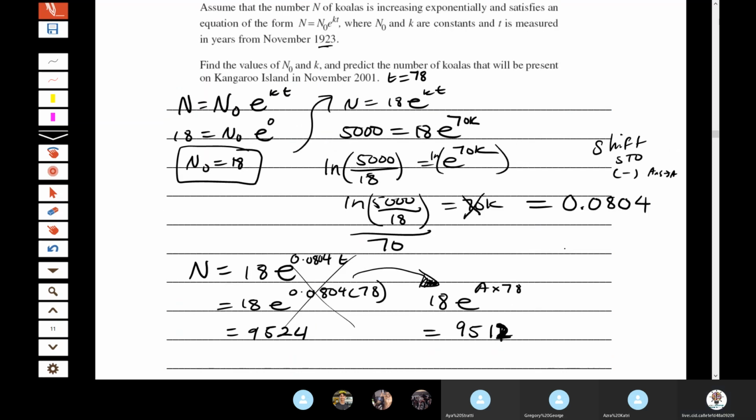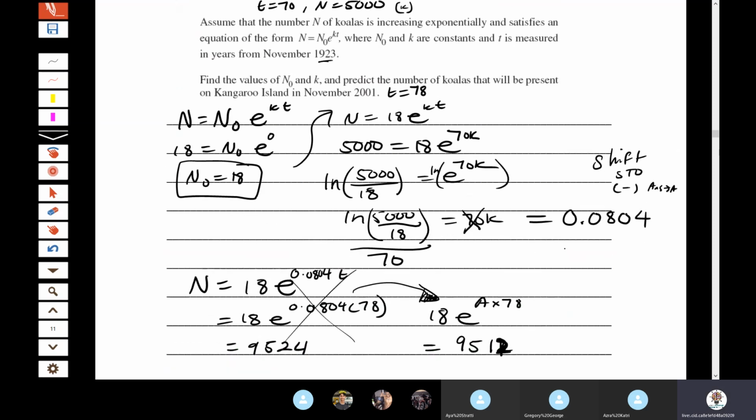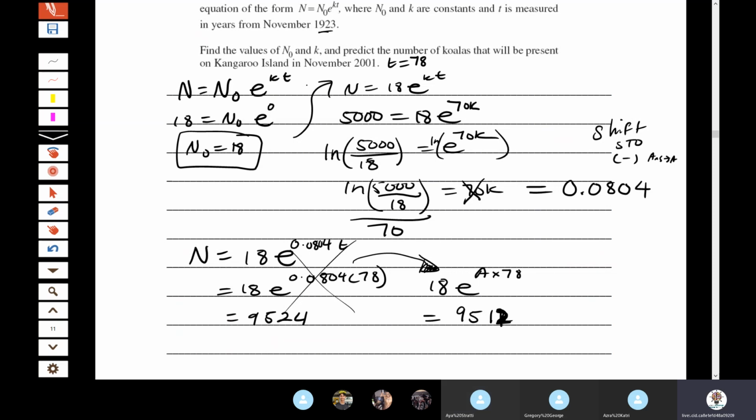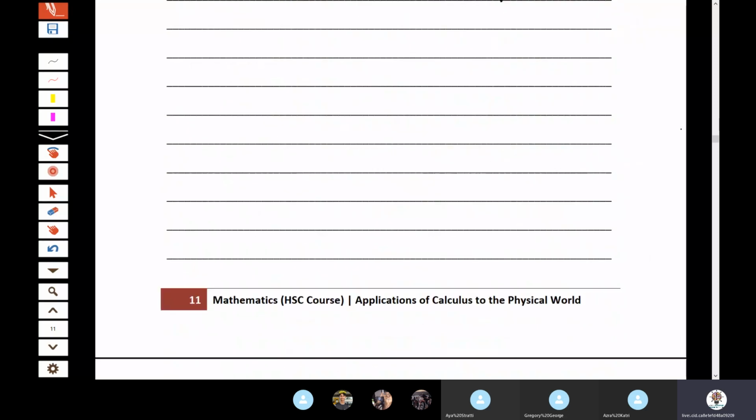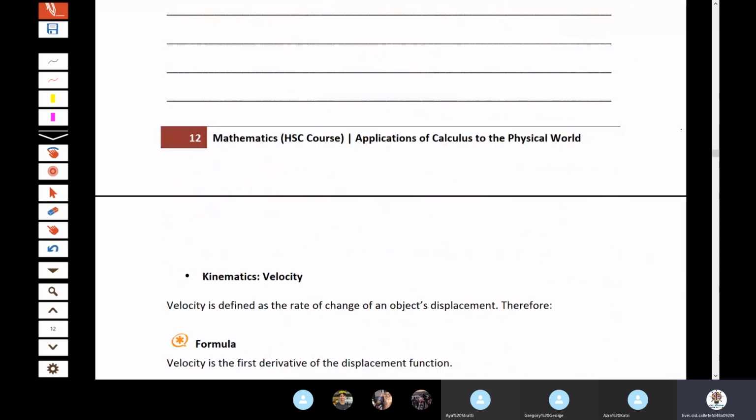Cool. Good stuff. That's pretty much what you need to know. Exactly what we did is everything you want to know. And the key word, if it comes up, is rate, which just means differentiate. Just keep that in mind. I'm pretty happy with that.